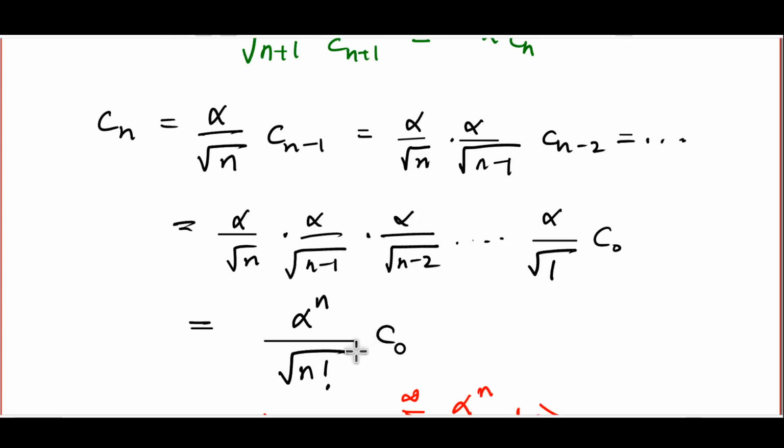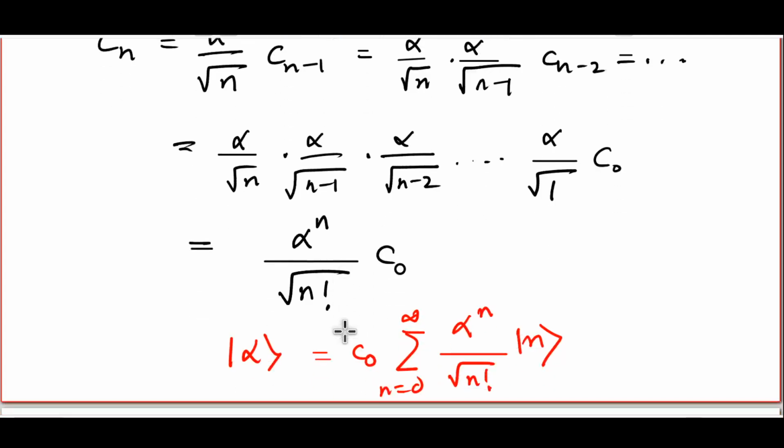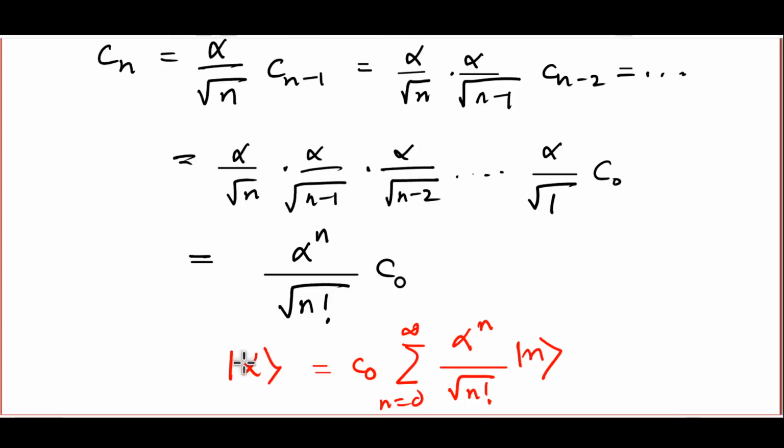So we have managed to express all the coefficients Cn of our ket alpha in terms of C0 times some multiplying factors. And therefore, ket alpha turns out to be C0 times this sum, from n equals 0 to infinity of alpha to the n by root n factorial times ket n. So we have managed to figure out what an eigenket of the operator A will look like up to at least a constant C0. We will return to this question of what this C0 should be later, but first let us see whether we can do the same thing with the operator A dagger.